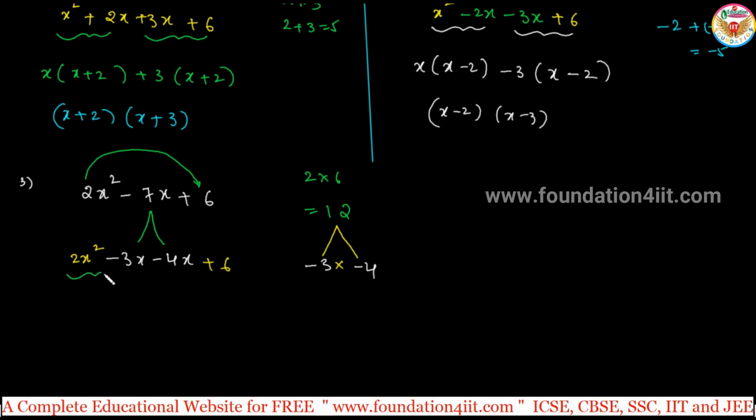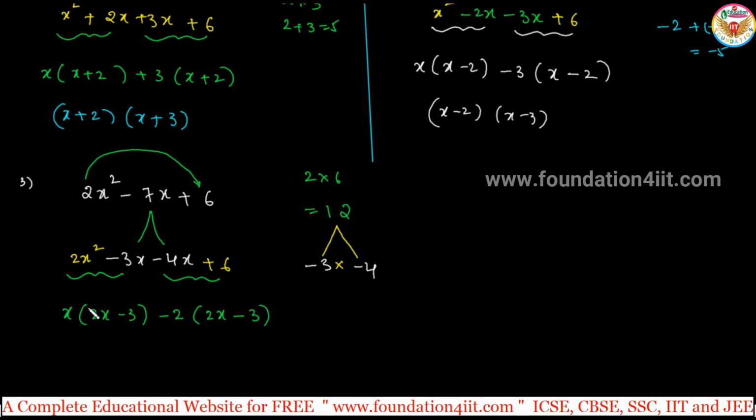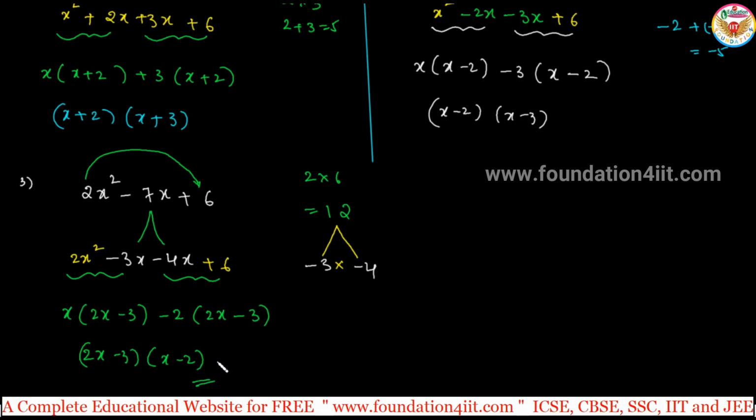Right. Now take the highest common factor from the first two and last two terms. 2x square minus 3x: only x is the common, so x into 2x minus 3. The highest common factor of 2 and 3 is 1. Minus 4x plus 6: minus 2 is the common, so minus 2 into 2x is minus 4x, and minus 2 into minus 3 is plus 6. The same will come in the bracket. Then only by grouping, next step we can do: 2x minus 3 into x minus 2. Okay, so this is the thing. Same problem, one more.